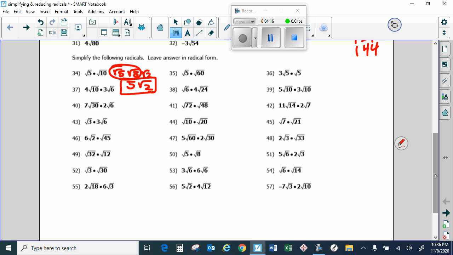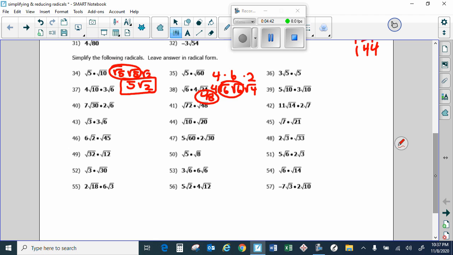Just as if I didn't want to use a calculator, if I didn't know 6 times 24 is 144, I would have 4 times 6, and I break 24 down to 6 times 4. Well, of course, root 6 times root 6 is 6. Root 4 is 2, and I have a 4 there. So I get 24 times 2 is 48 for my final answer. Okay. Again, shortcuts so you don't have to use a calculator.